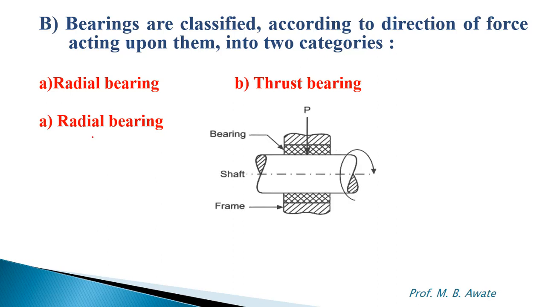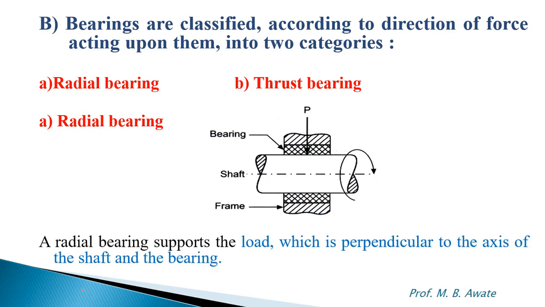So see, this is the figure of a radial bearing. You can see here, this is a shaft, it has been supported in a bearing, and this is the frame. If you observe, the force acting onto the bearing or onto the axis of the shaft is perpendicular to the axis of the shaft. The direction of force is perpendicular to the axis of the shaft and the bearing. That's why it is called a radial force, and the bearing which supports the radial load is called a radial bearing.